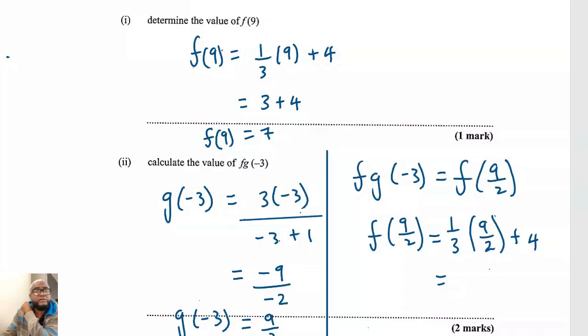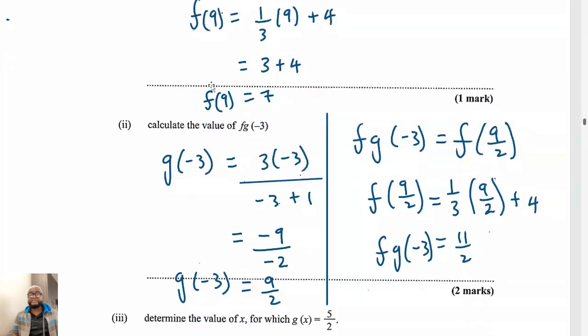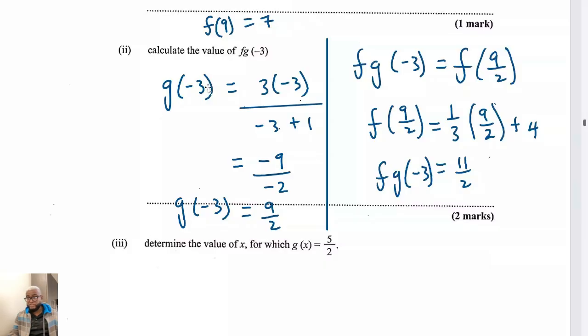11 over 2. Somebody second, third, and fourth that. Sir, so this will be 11 over 2. That's like it's Sarah. Yes, sir, I got that as well. Right. So this is fg of negative 3. It's going to be 11 over 2.